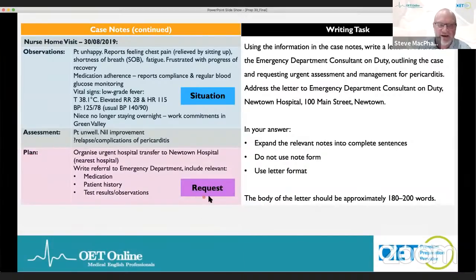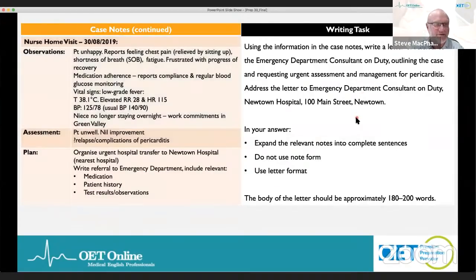Last thing that we've got here, the plan. That's the request, everyone. So I've got situation, plan, organize urgent hospital transfer. We said that's the plan. There's not a lot of detail in this request. It's not like a discharge. If it were a discharge in ISBAR, you might have a lot of requests. There might be many things that you want the next person to do. But because this is an admission, really, you just want them to provide an urgent assessment and management, take over the care. That's what you want them to do.